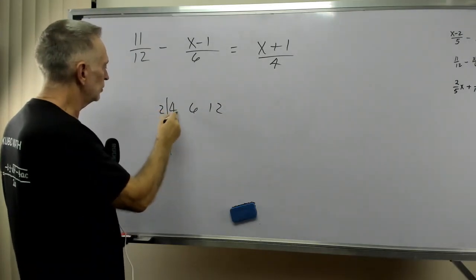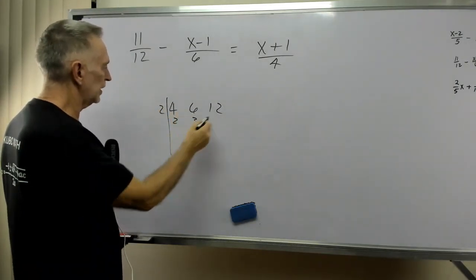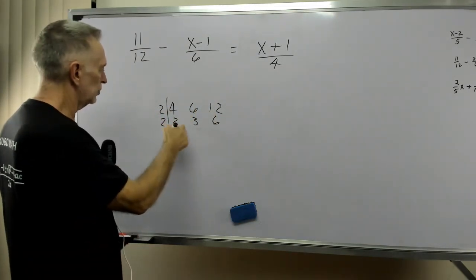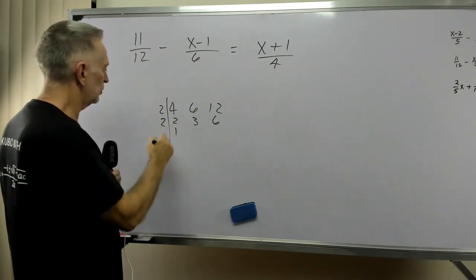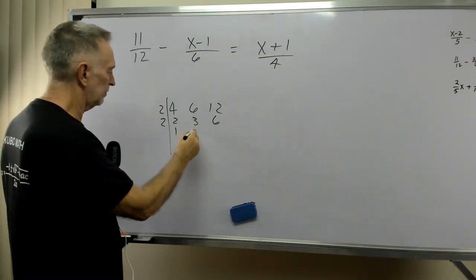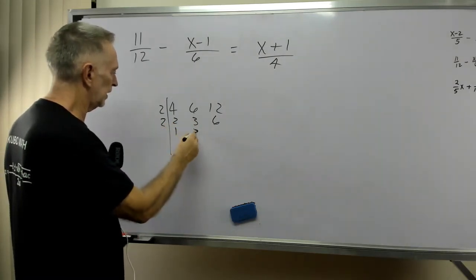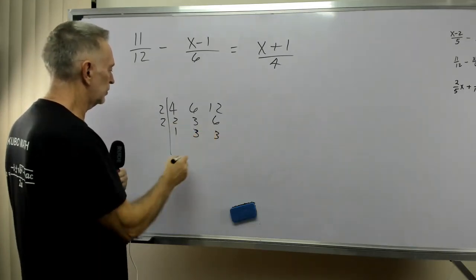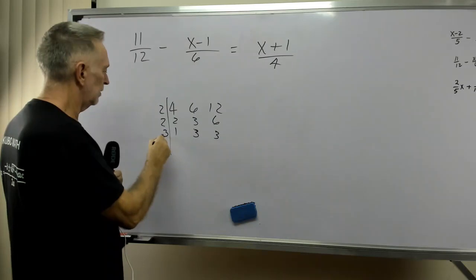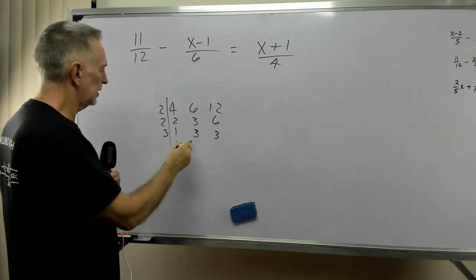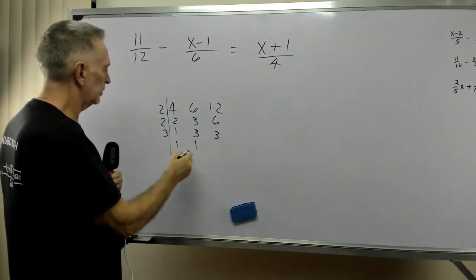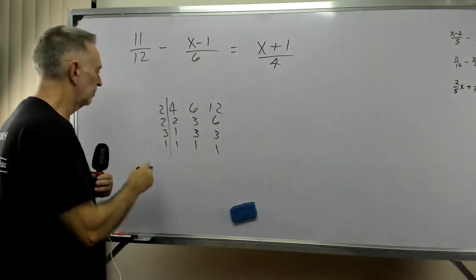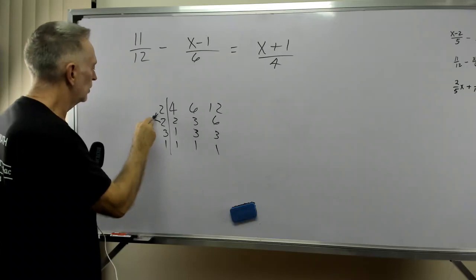2 times 2 is 4, 3 times 2 is 6, 6 times 2 is 12. I'll stick with the 2's, okay, so 1 times 2 is 2. Can't divide the 2 into 3 evenly, so I'll just bring the 3 down. 3 times 2 is 6. Now then, I'll work with the 3's, so bring the 1 down. 1 times 3 is 3. 1 times 3 is that 3, so bring a 1 over. 2 times 2 is 4.